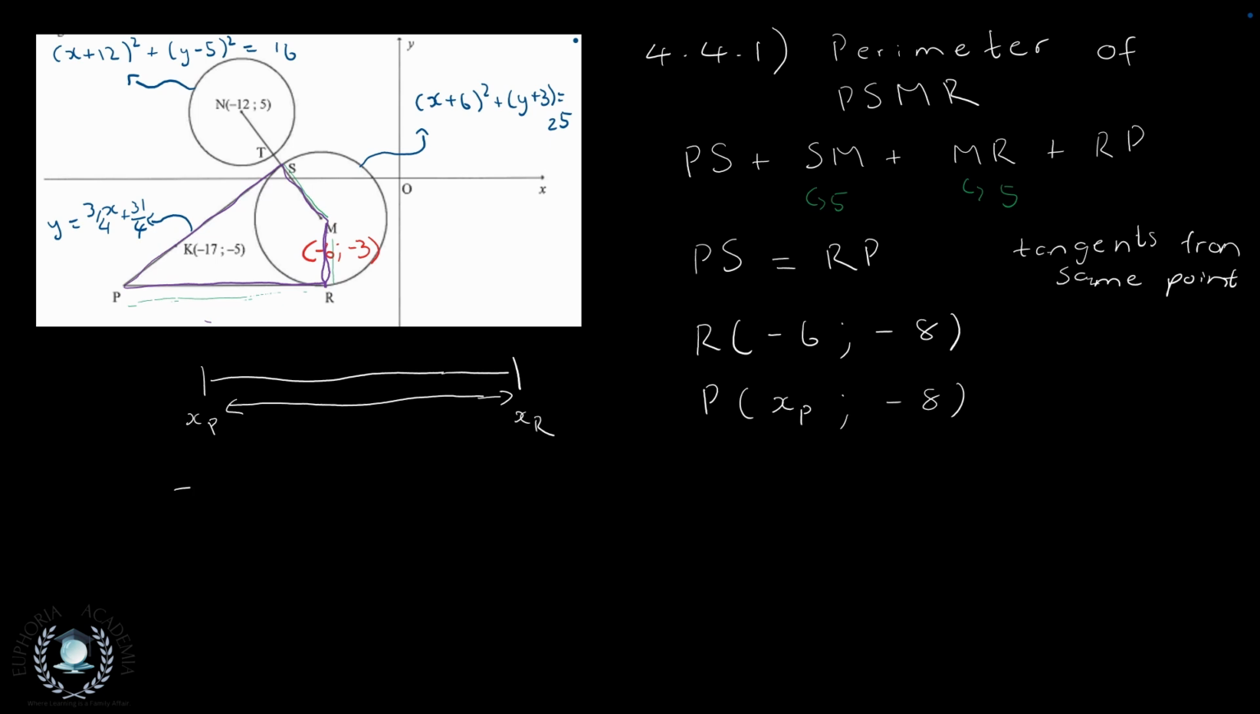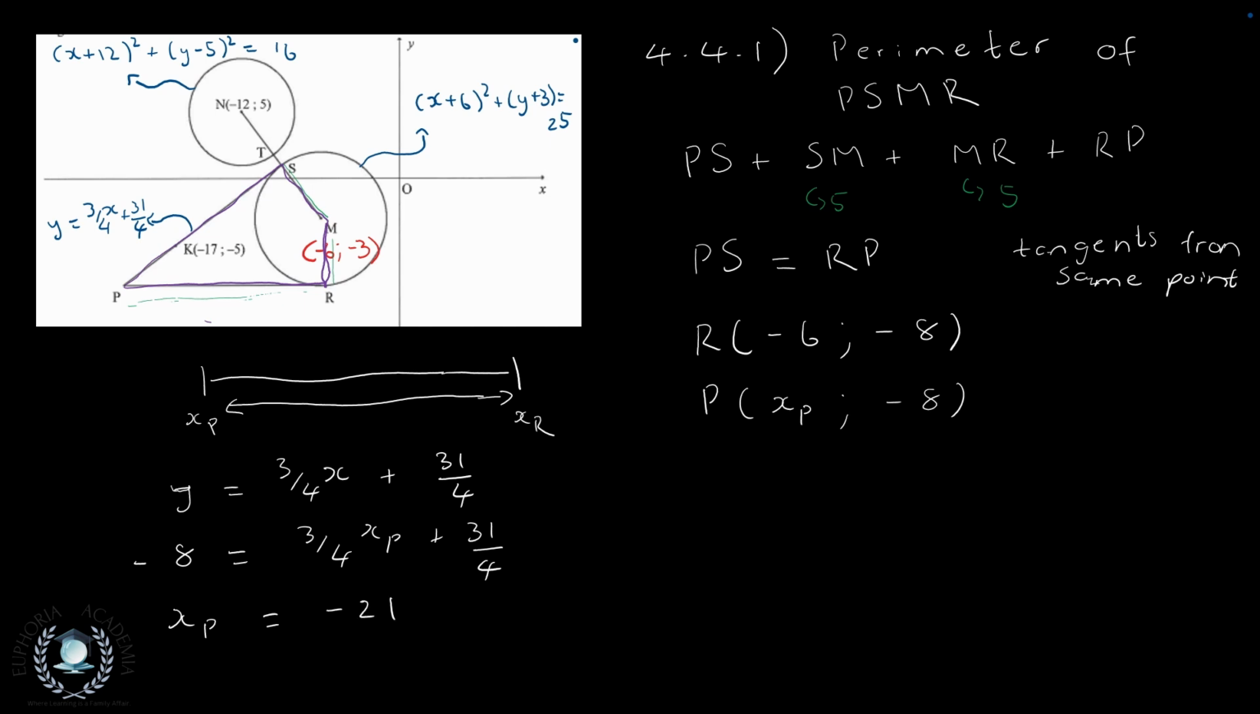So when we substitute, let me just write out the whole equation. The equation is y is equal to 3 over 4 x plus 31 over 4. And if we substitute, we're going to substitute -8 is equal to 3 over 4 times xp plus 31 over 4, since we're trying to find xp. And after doing some calculations, we find that xp is equal to -21.